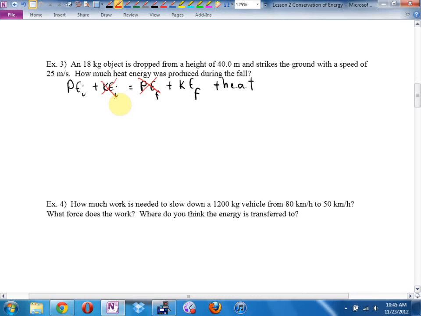Now, this drives me crazy. There is a question on your test where I ask you to find the heat, and the number of kids that divide by kinetic energy drives me crazy. And I don't get it. Because it's supposed to be not an easy question, but I'm expecting most of my kids to get perfect on this question. Don't do that. You minus it.